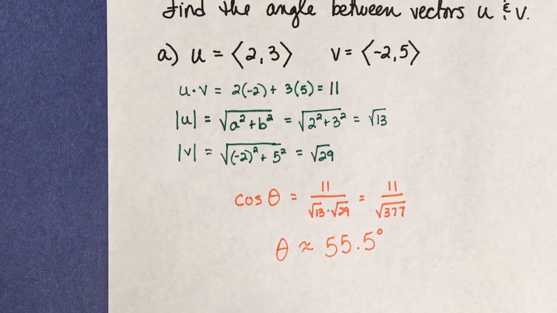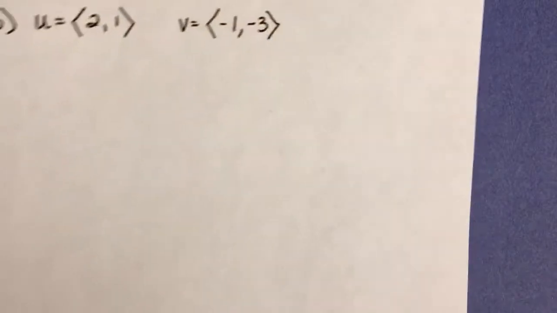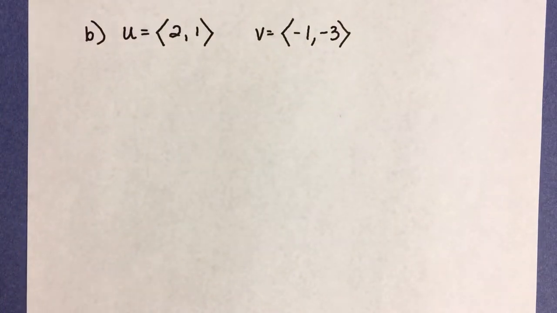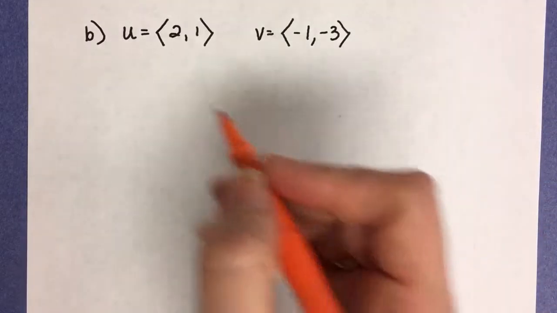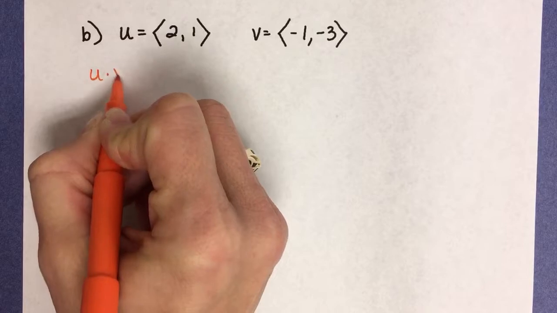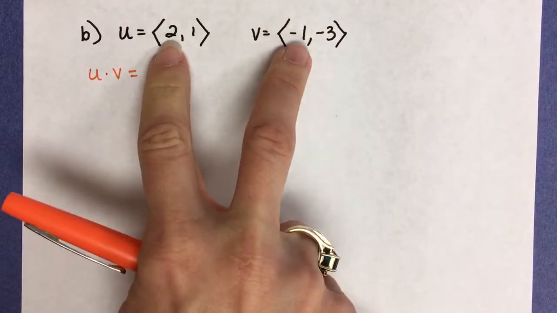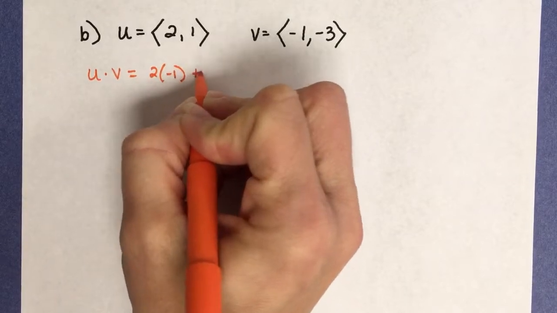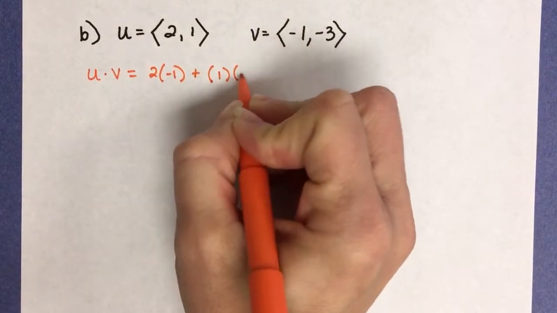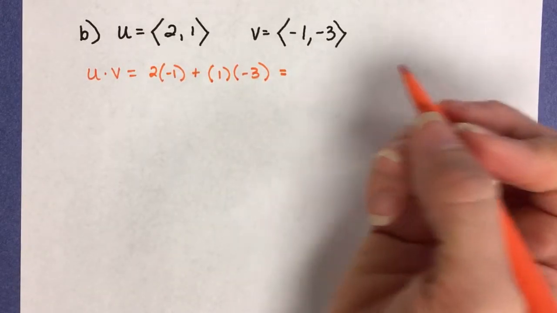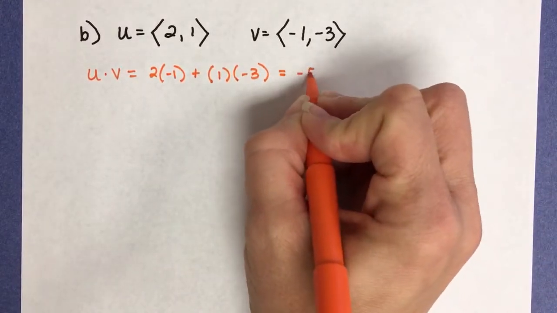All right, so the next example, doing the same thing, we need to first of all find the dot product, so u dot v. Take your first components and multiply those together, plus, and then multiply your second components together. So this is going to end up giving us -5.